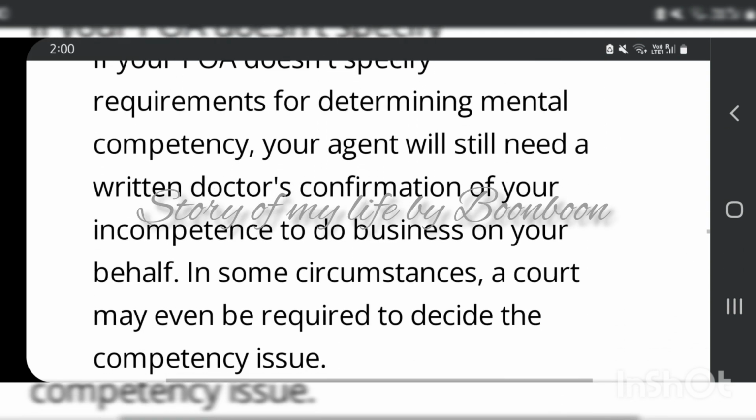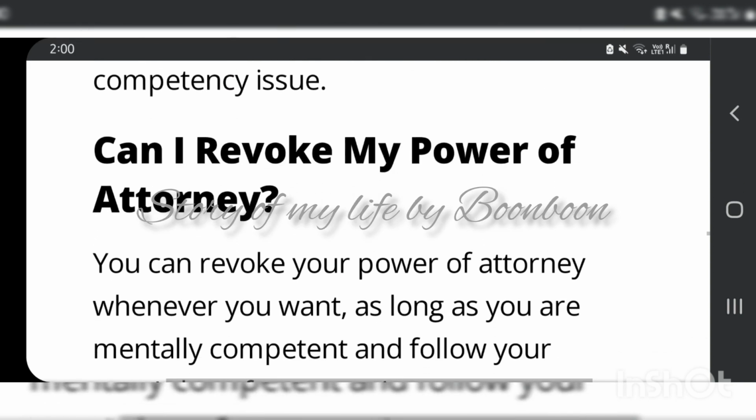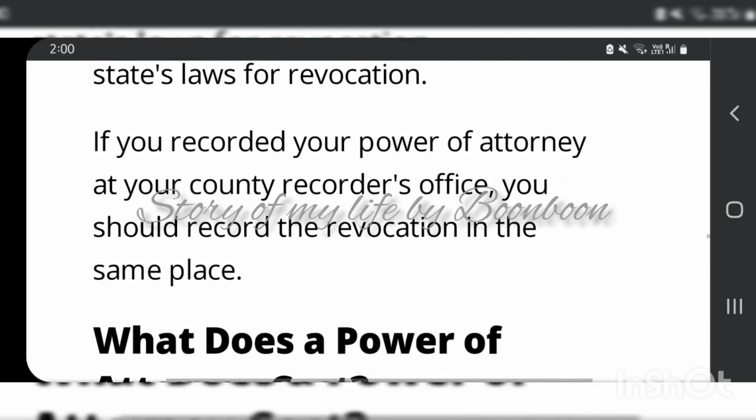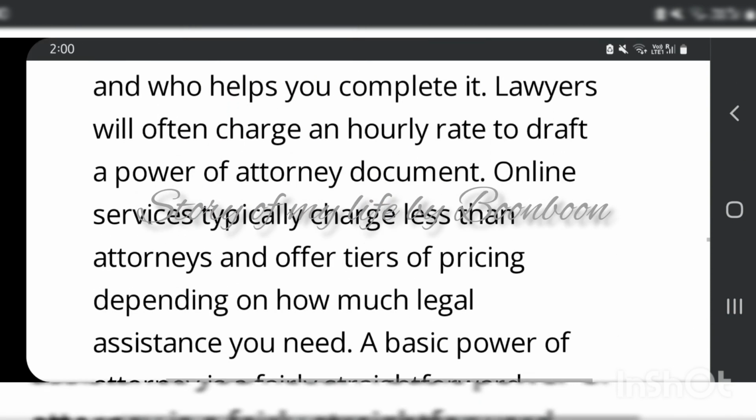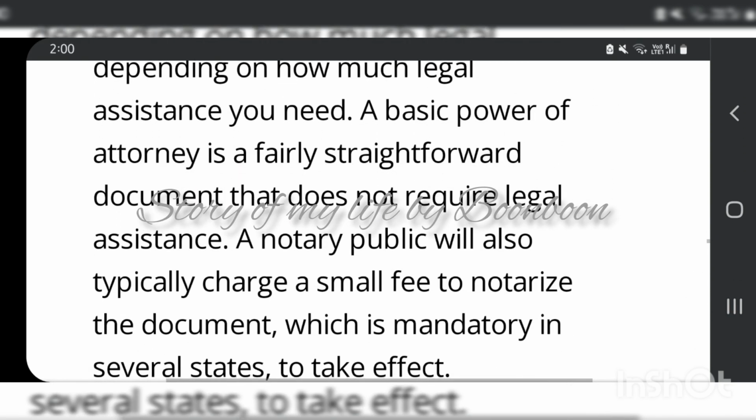The POA for healthcare is legally bound to oversee the medical care decisions on behalf of the principal. As such, it kicks in when the principal can no longer make health-related decisions on their own.